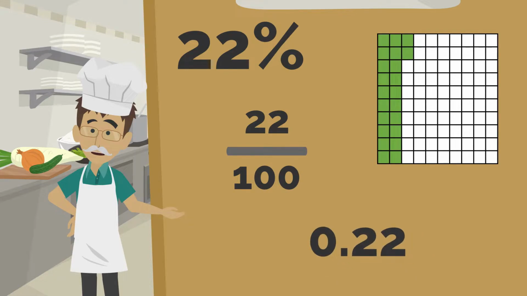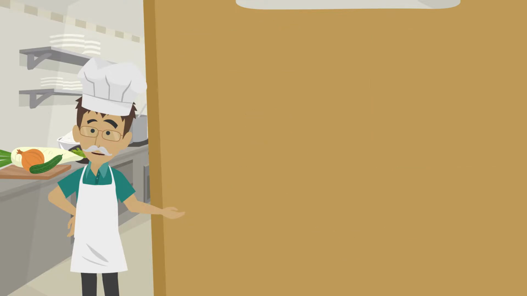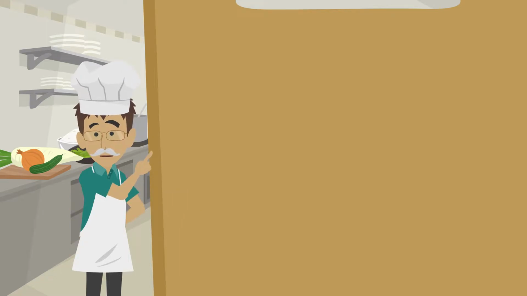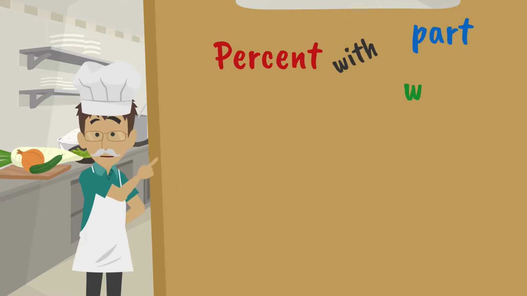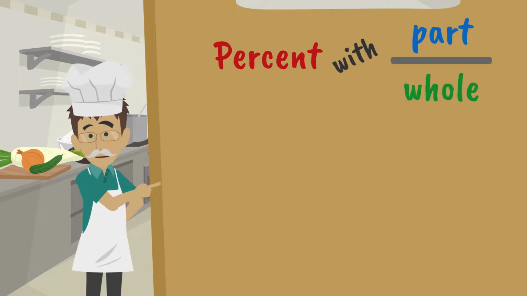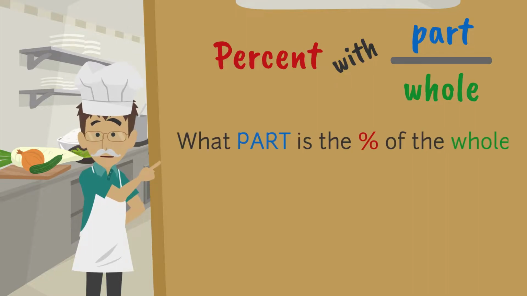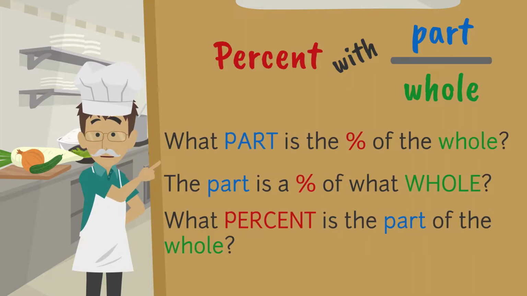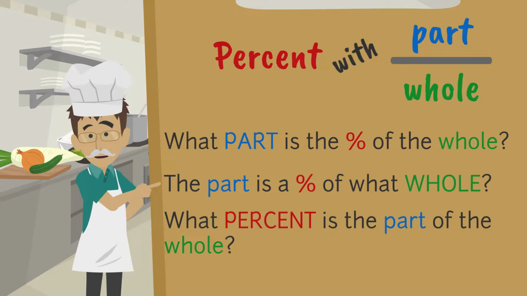You can use a percent to solve problems after you convert the percent to a decimal or a fraction. Because a percent is used with a part-whole relationship, all percent problems have three components: the part, the whole, and the percent. Only one of these is generally missing.